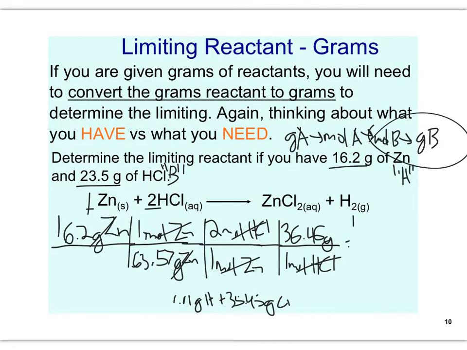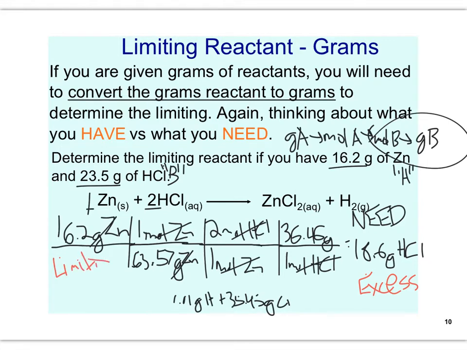and you find that, again, that have versus need, you would need 18.6 grams of hydrochloric acid. So going back to our question, we actually have 23.5, we only need 18.6 in order to use up 16.2 grams of zinc. So therefore we can confidently label that this hydrochloric acid is going to be our excess because we have extra of it, and this zinc is going to be our limiting because it's going to run out.